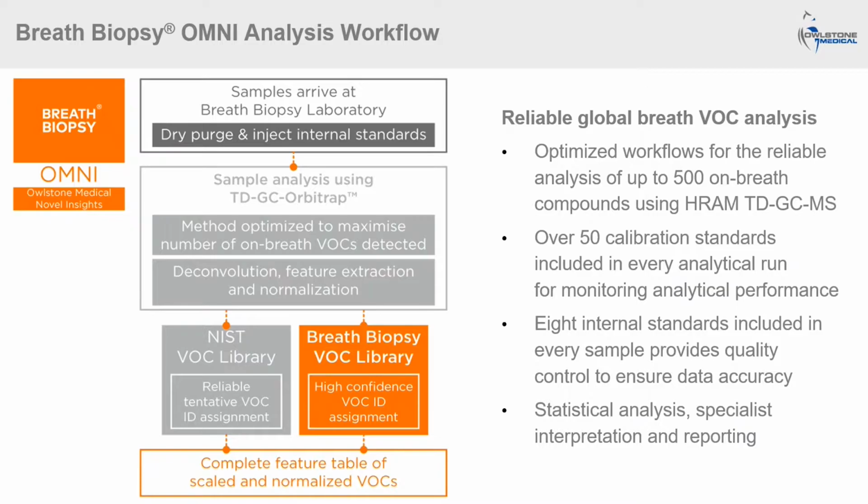compounds. We always include blank samples in every study to make sure that what we're measuring is actually physically on breath and not coming from some other source, whether that's the environment or the equipment we're using. It's absolutely critical. And that method's really then been optimized to maximize the number of on-breath VOCs that we can detect. We can then extract the data from the mass spec raw data, effectively normalize it, and then search against publicly available libraries such as NIST, which gives us a tentative assignment of the identification.